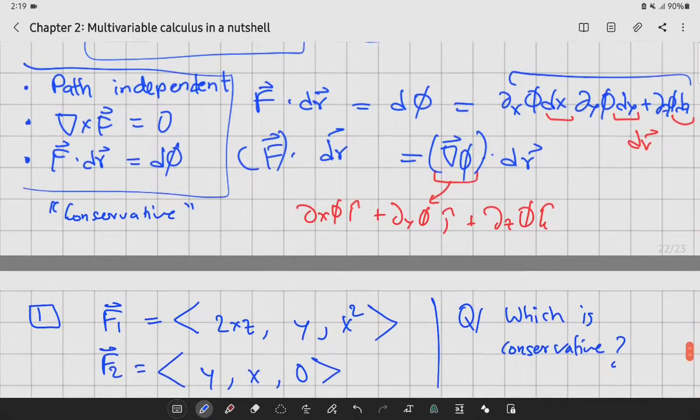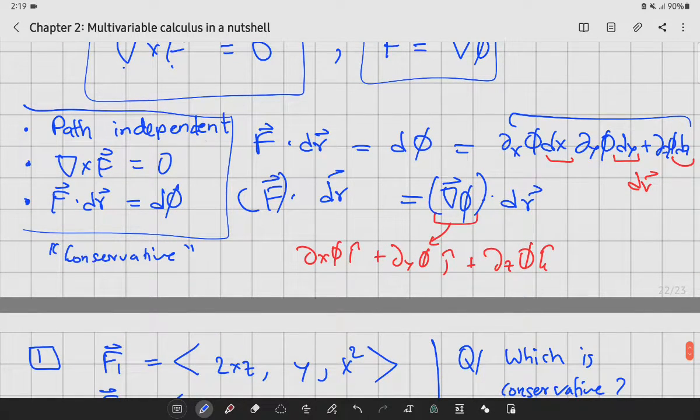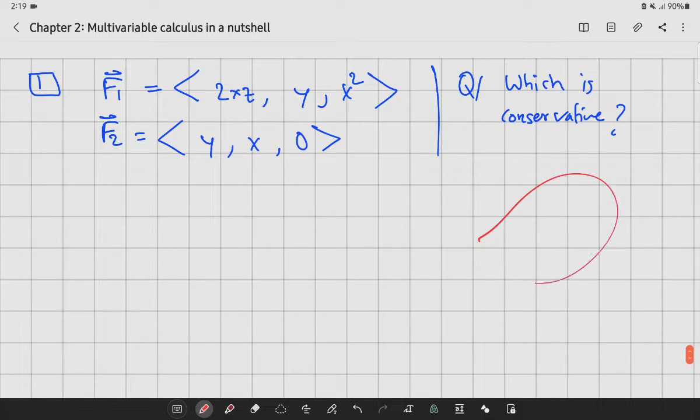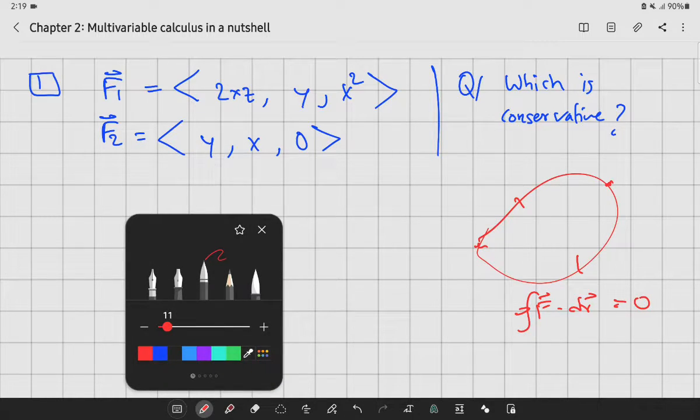Okay, so we have defined conservative fields to be either of these three. Now the most obvious thing, since you're not given any path, is to check the line integral over this closed path and tell me whether the line integral of F dot dr is 0. I can find the line integral, but it's not really the easiest way to solve this problem.